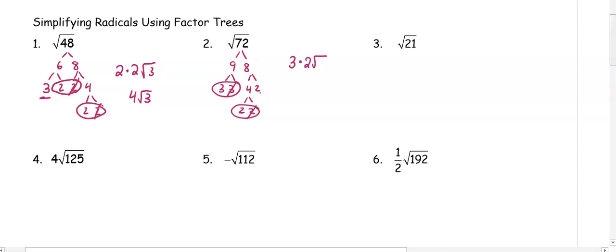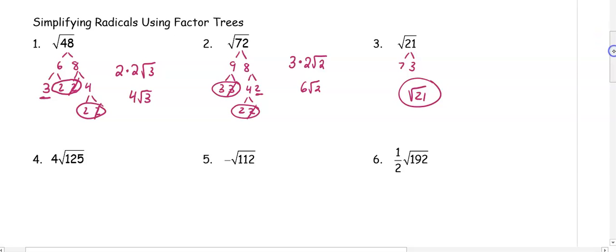Now, the number left over here is 2. Actually, I'm going to underline it. So 2 is a number that does not have a pair, so it's stuck under the radical. 6 root 2. Number 3, the square root of 21. If I break this down to 7 and 3, there are no pairs, so we already know that the square root of 21 is as simplified as it's going to get.